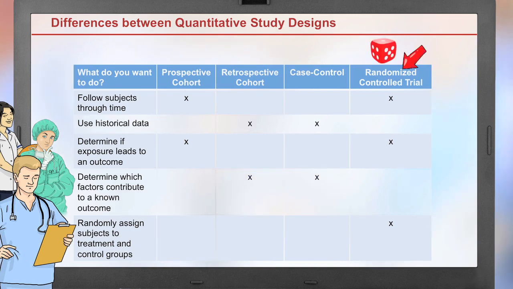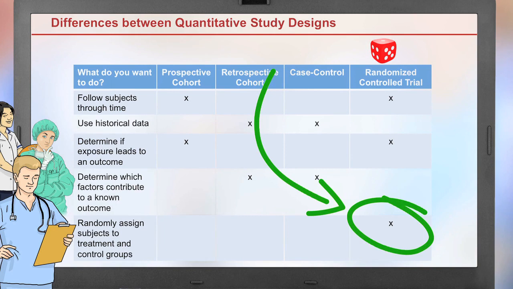Although a randomized control trial also involves following subjects through time and determining if exposure to some condition leads to a certain outcome, its defining feature is the random allocation of subjects to treatment and control groups.